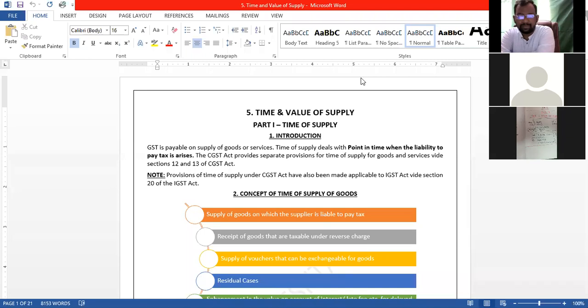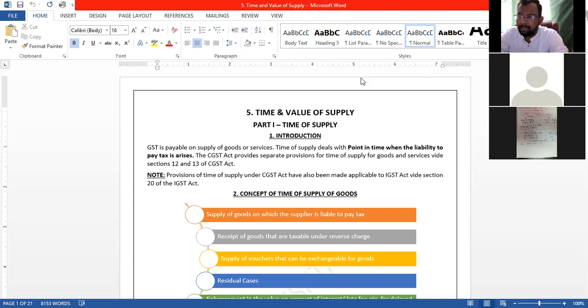First part, time of supply. Sir, what do you mean by time of supply? So basically, sir, for every taxation system, the foundation stone is the time of supply. That is what we call the taxable event. For GST, goods and services tax, the taxable event is supply.